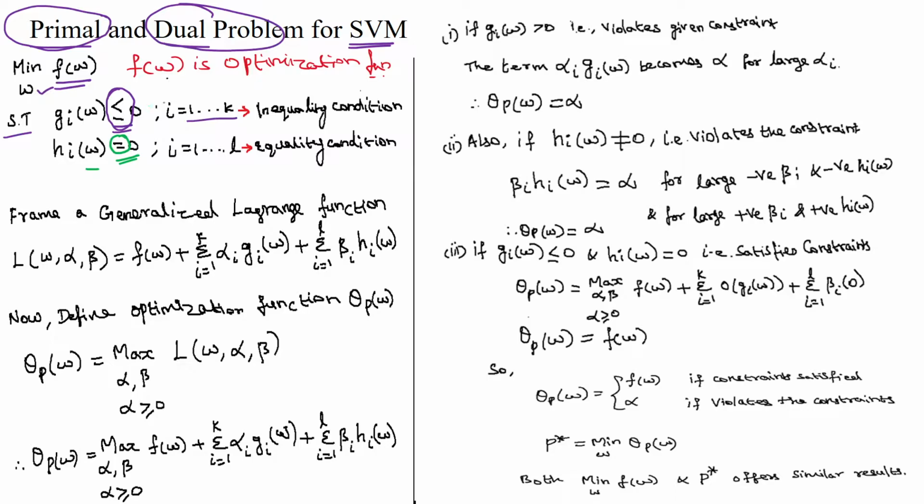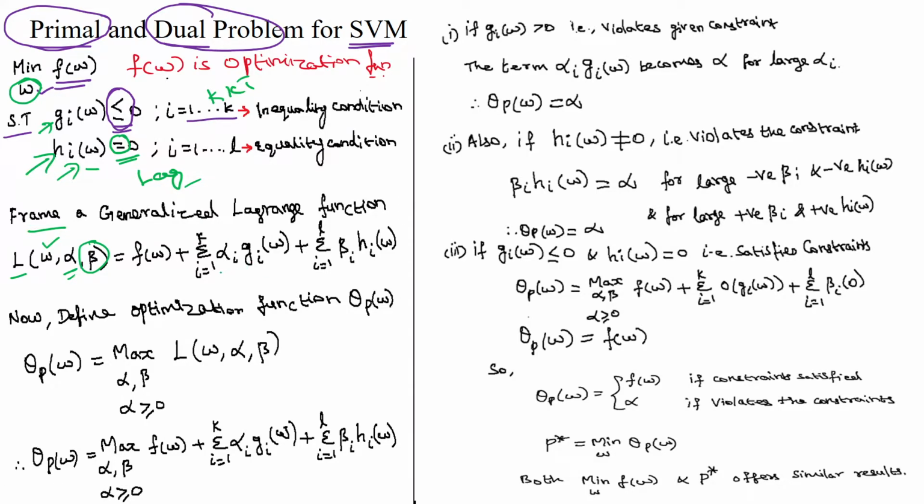To solve the inequality constraints, we can use KKT. To solve the equality constraints, we can go with the Lagrange multiplier, right? So now we will write the generalized Lagrange equation with respect to w, the parameter given in the optimization function. Alpha is the Lagrange multiplier used for the inequality constraints, and beta is used for the equality constraints.